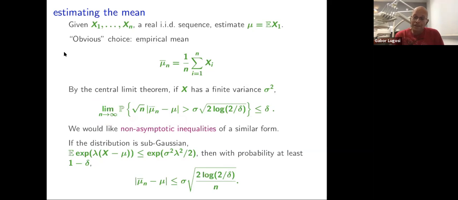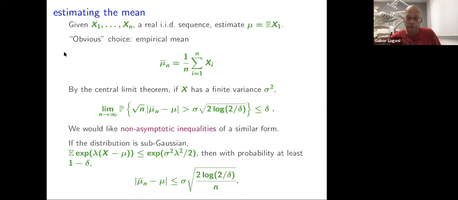This is possible if we are willing to assume more, if we're willing to assume that the distribution is sub-Gaussian. By sub-Gaussian, I mean that the moment generating function of the X's is bounded by the moment generating function of a normal random variable with the same variance. Then we have a non-asymptotic version of the central limit theorem.